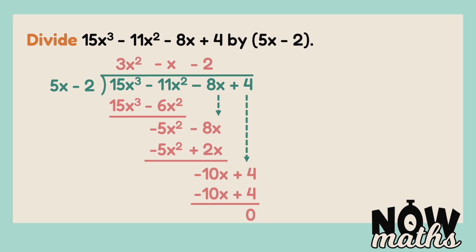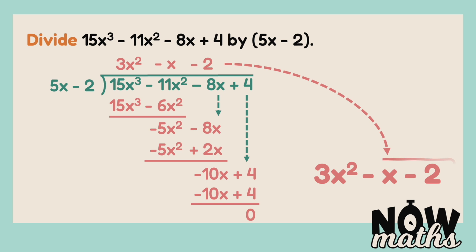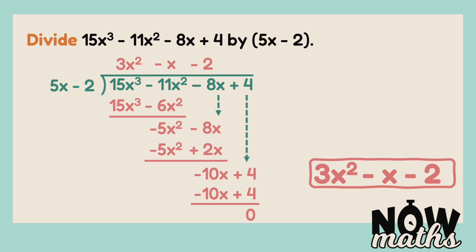Similar to the previous question, since there's no remainder at the end, this means that 5x subtract 2 is a factor of the cubic that we started with. And our final answer is 3x squared subtract x subtract 2, which again is known as the quotient.